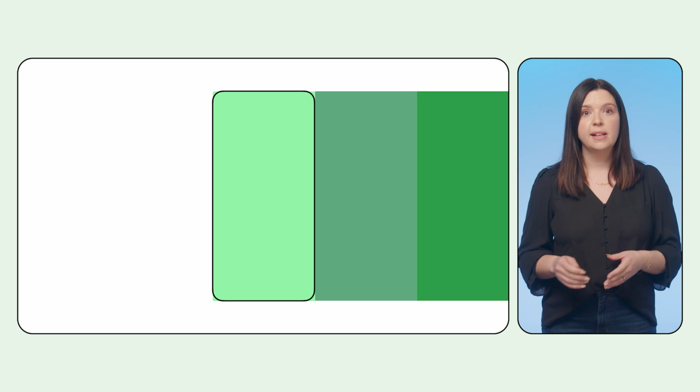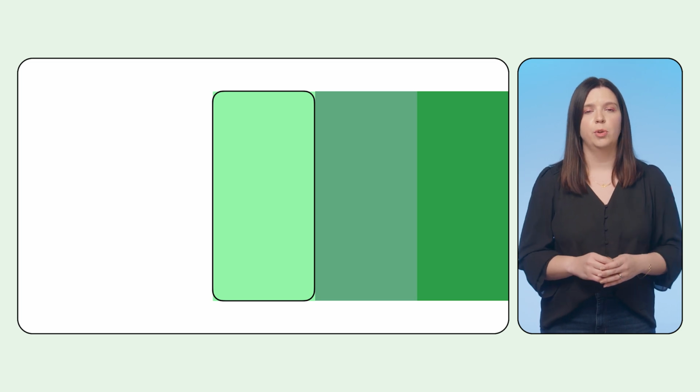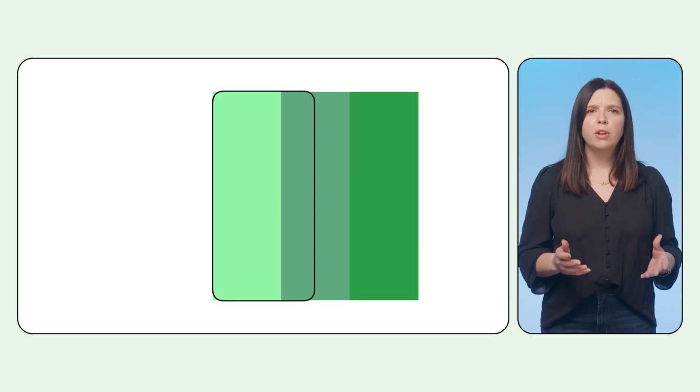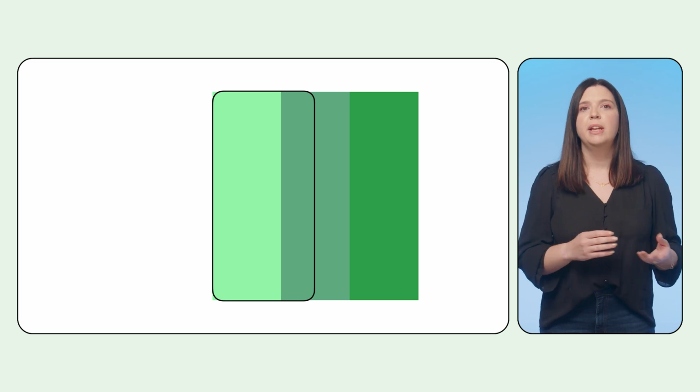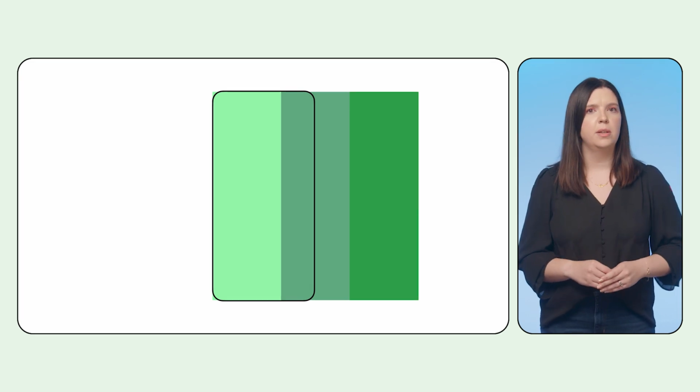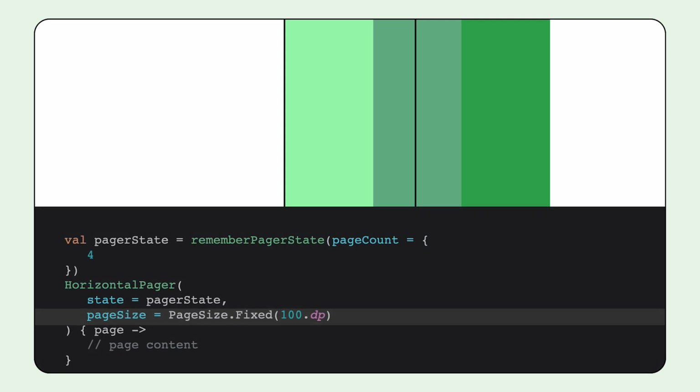By default, the size of the pager takes up the full width and height of your provided size. But what if we wanted to specify the exact size of each item? For example, if we wanted each page to be 100 dp in width. You can set a PageSize.Fixed with the size in dp. In the horizontal pager case, it'll apply that as the width per page.